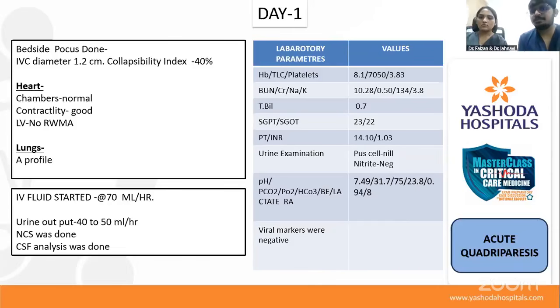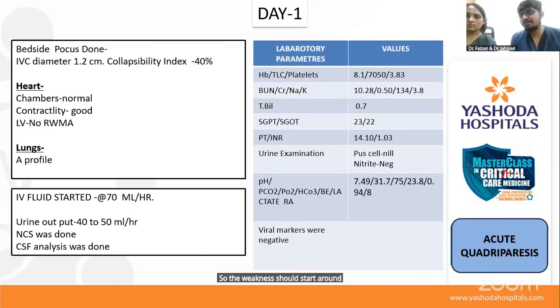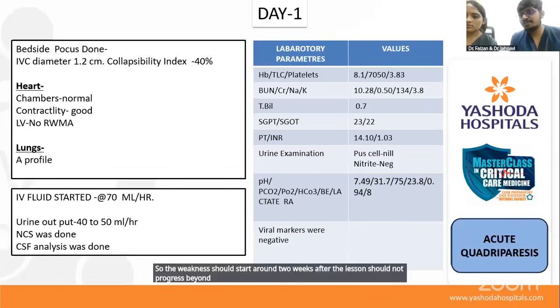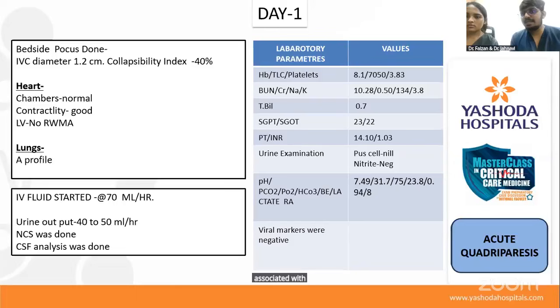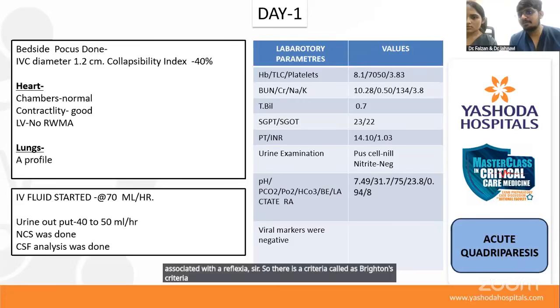So the weakness should start around 2 weeks after the illness and should not progress beyond the 4 weeks. Usually, it will be acute phase, and there will be paresis associated with areflexia, sir. So there is a criteria called Brighton's criteria, which helps us to evaluate clinically and give a diagnosis.